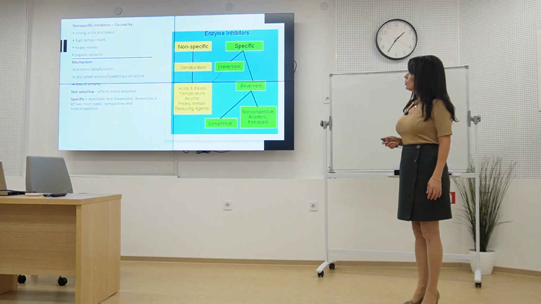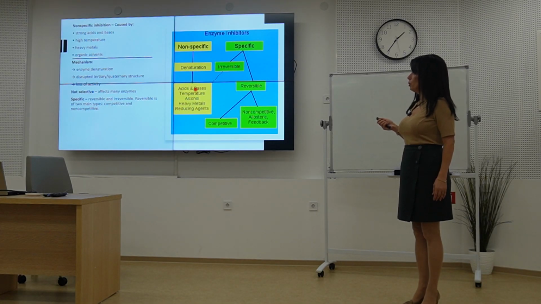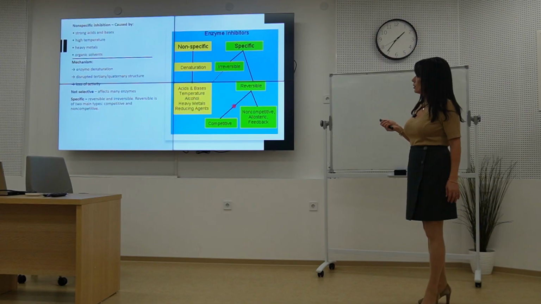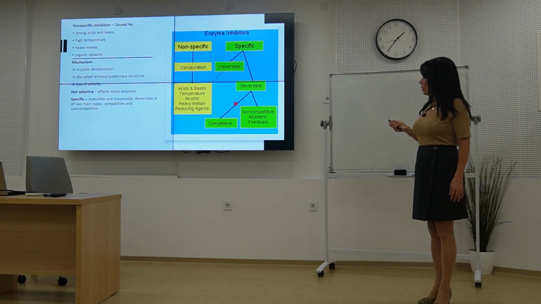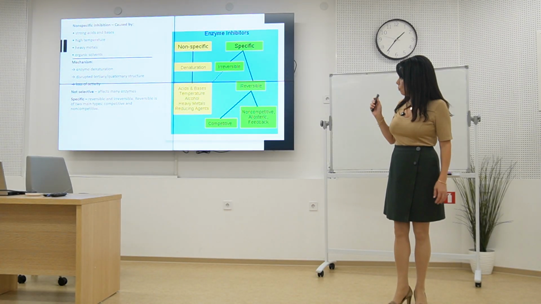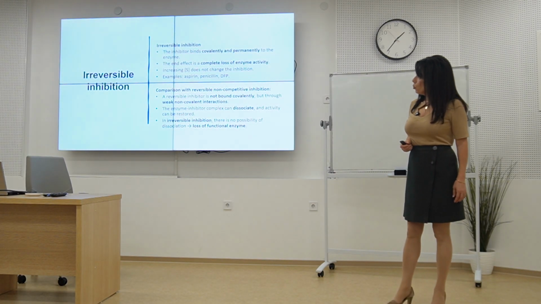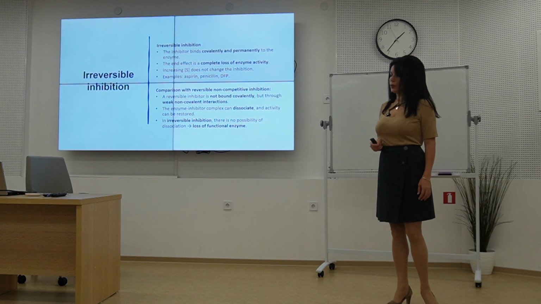First, there are two types of enzyme inhibition: non-specific inhibition, where we talked about denaturation, the pH optimum, temperature, heavy metals, reducing agents, and specific inhibition, which includes irreversible and reversible inhibition. The reversible inhibitions are competitive, non-competitive, and there is one more type, uncompetitive, but most often the first two types. We start with irreversible inhibition.